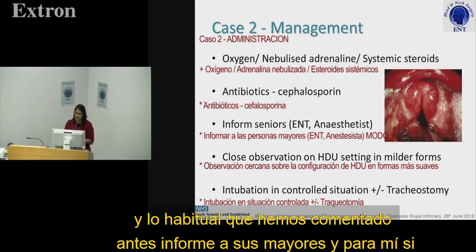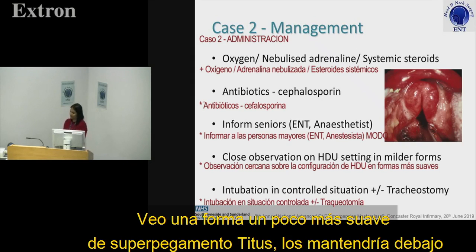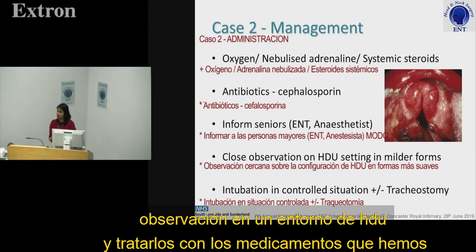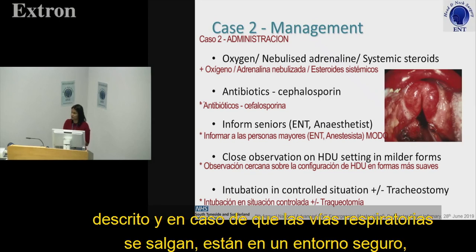Inform your seniors, and for me, if I see a little bit of a milder form of supraglottitis, I would keep them under observation in a HDU setting, and treat them with the medications that we've described.